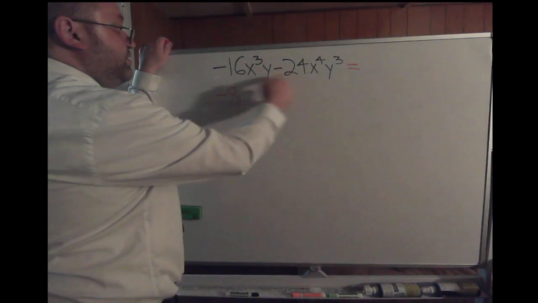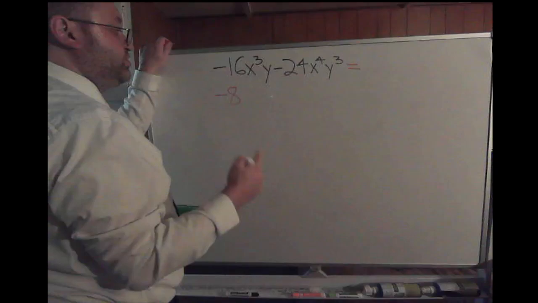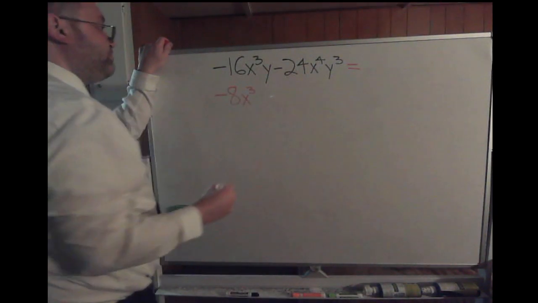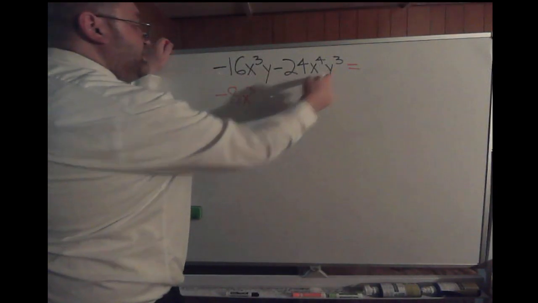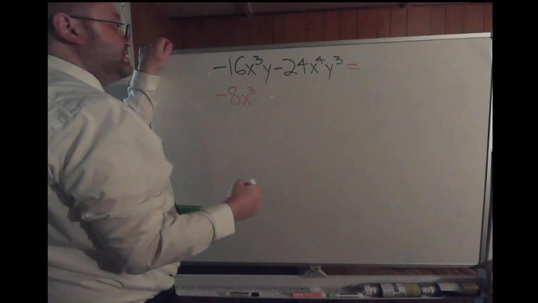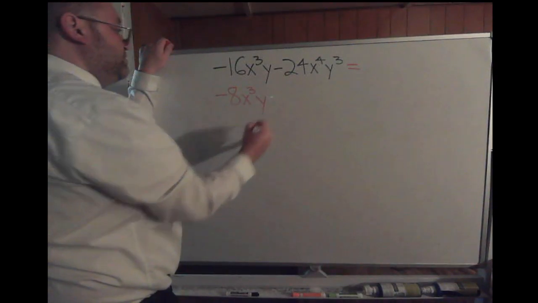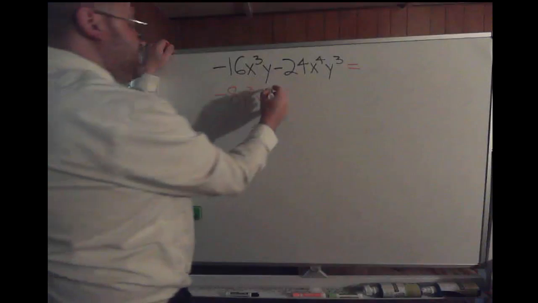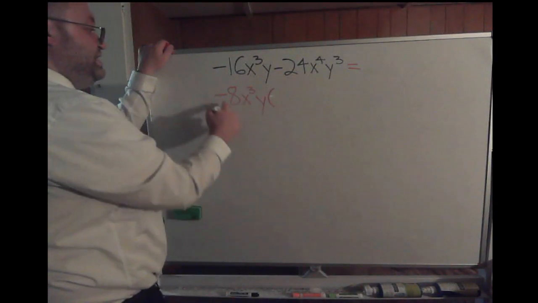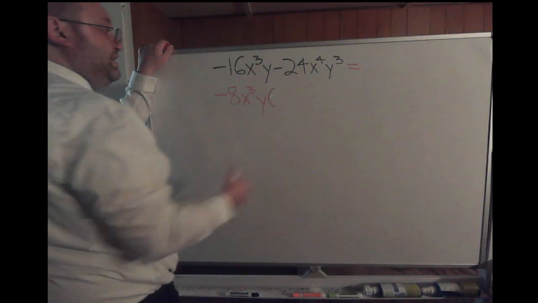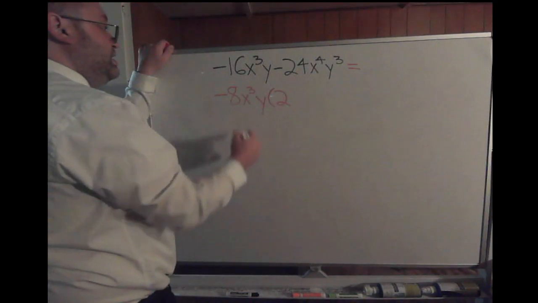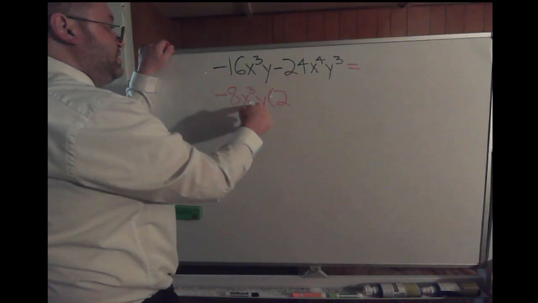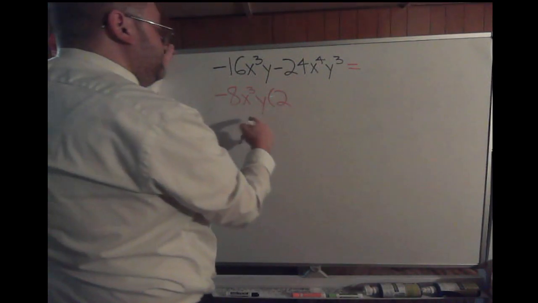Now between x to the third and x to the fourth, what's your greatest common factor? That'd be x to the third. And then between y and y to the third, what would be your greatest common factor? That'd be y. So it looks like your greatest common factor of these two terms is negative 8x cubed y. Take all that times your parentheses. Negative 8 times what equals negative 16? That'd be positive 2. X to the third times what equals x to the third? Just 1. Y times what equals y? Just 1. So we got 2.